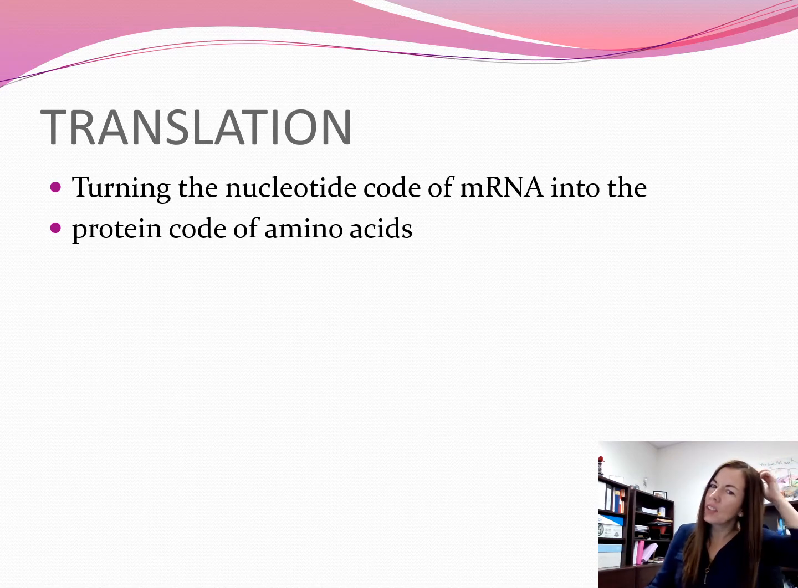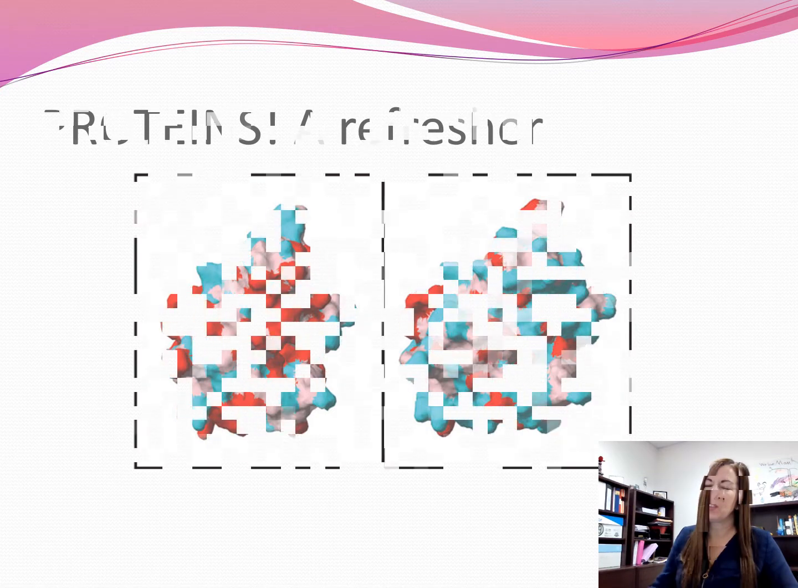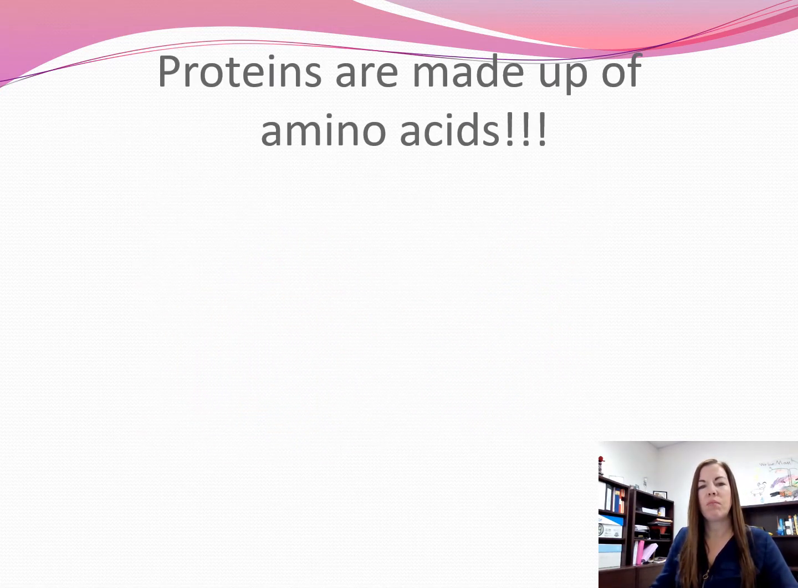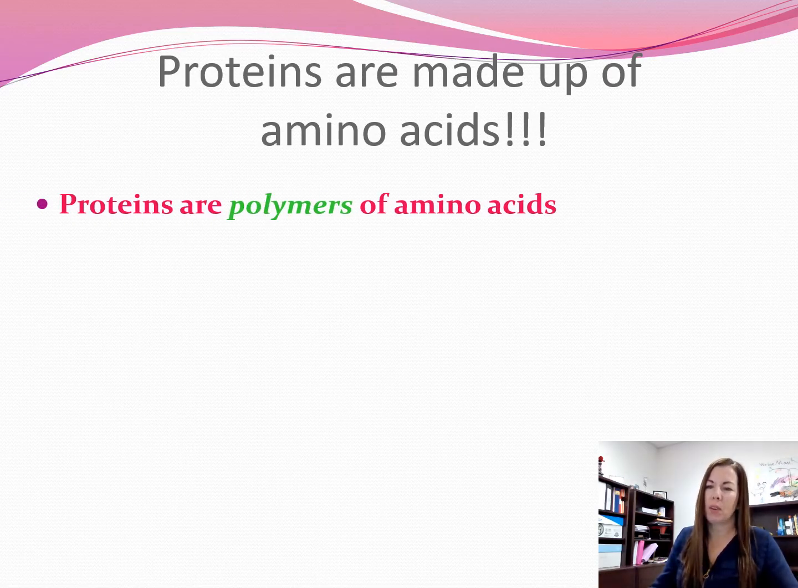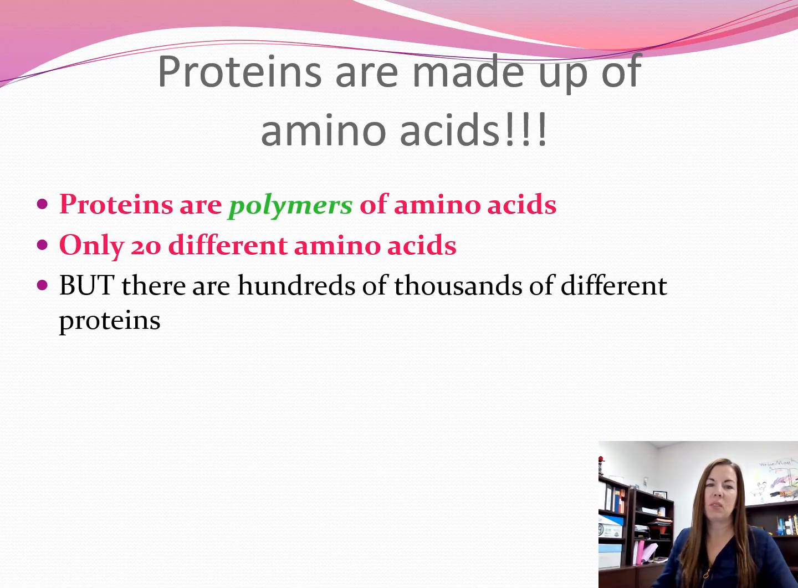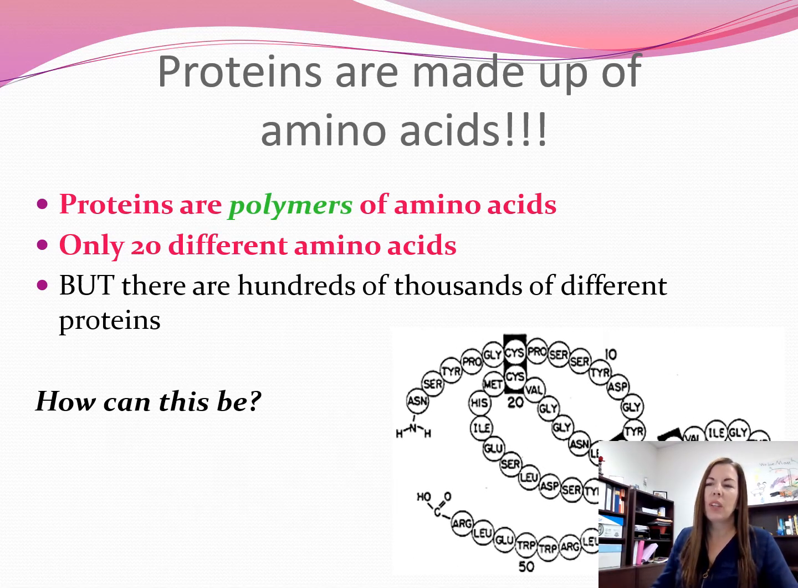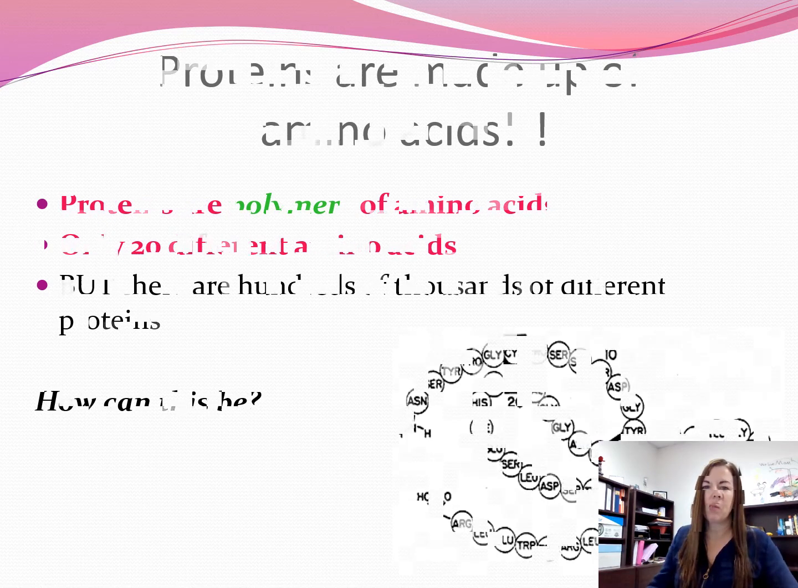Translation is essentially taking the code that DNA gave RNA and then translating it into the protein code of amino acids. So, just about proteins. Proteins are made up of amino acids, and they're polymers of amino acids. There are only 20 different amino acids present, but there are hundreds of thousands of different proteins. So really, how can that be? How can there only be 20 amino acids, but there's hundreds of thousands of different proteins?